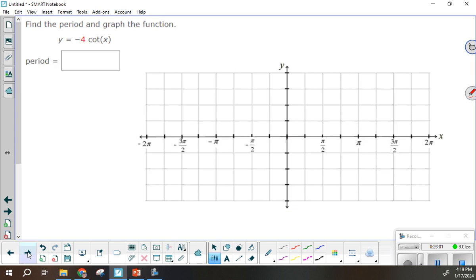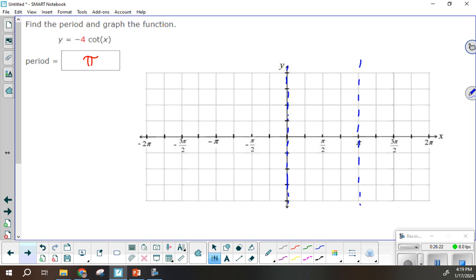Okay, next problem. -4 cotangent x. Again, period, we don't have a k. No k, so my period is still just pi. Now cotangent, you remember, generally goes from 0 to pi. I'll try to do the asymptotes in blue. Tangent again goes from -pi/2 to +pi/2.